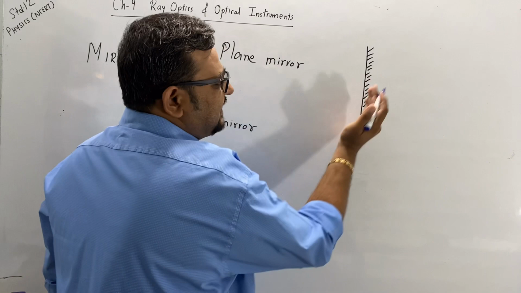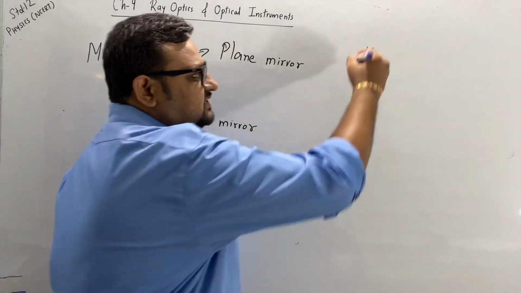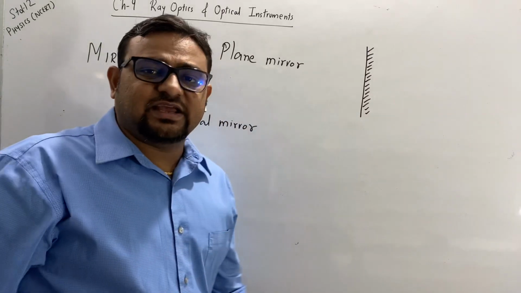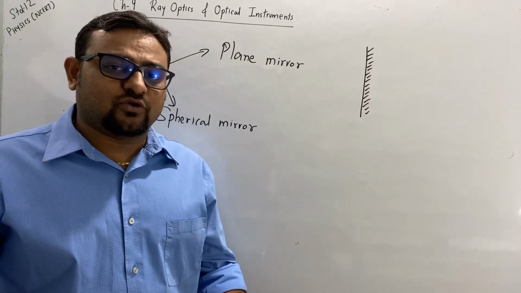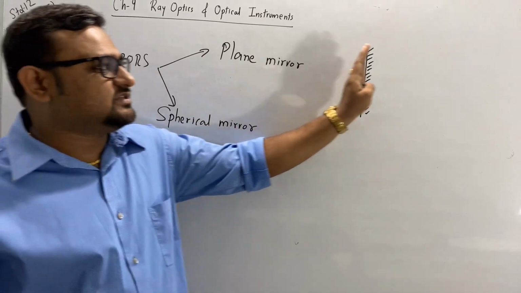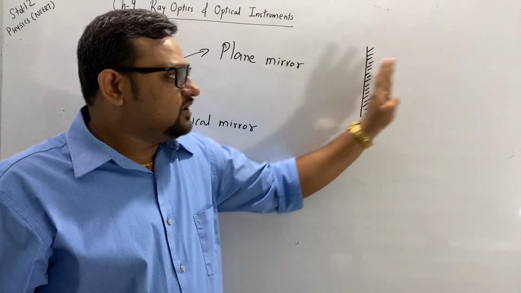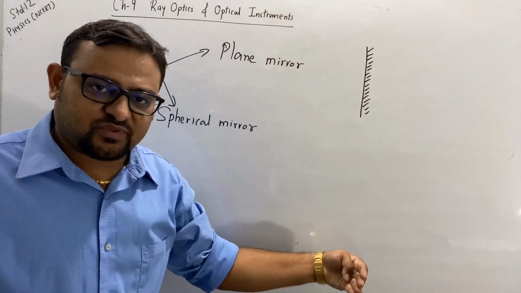This is the back side, that is the colored surface, and this is the front side, that is the reflecting surface. Means if you want to look at your face, you will stand in front of this area. And this is the back side area. So this is the plane mirror, straight, right?